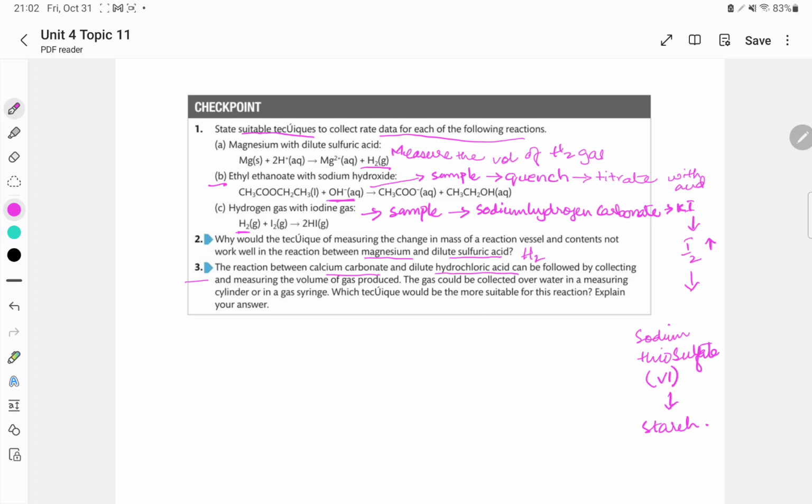So collection in a gas syringe would be more preferable because carbon dioxide is slightly soluble in water. Alternatively, the water could be saturated with carbon dioxide before the collection is started. So here we would recommend the collection in a gas syringe rather than the other method, that is collection over water, which is not recommended because CO2 is soluble in water.